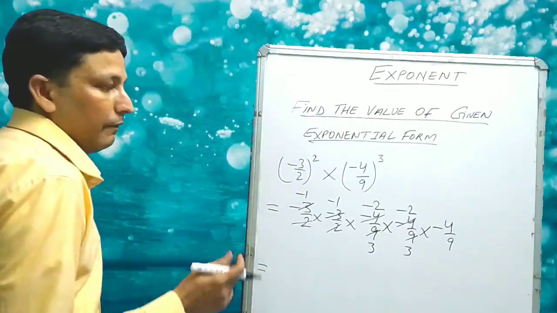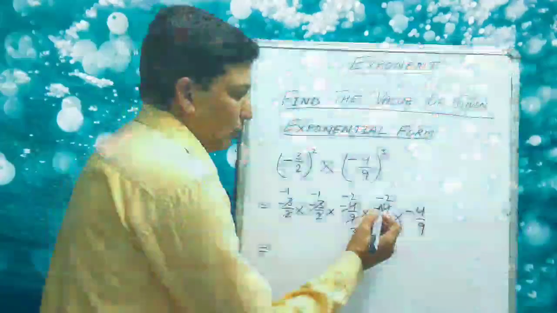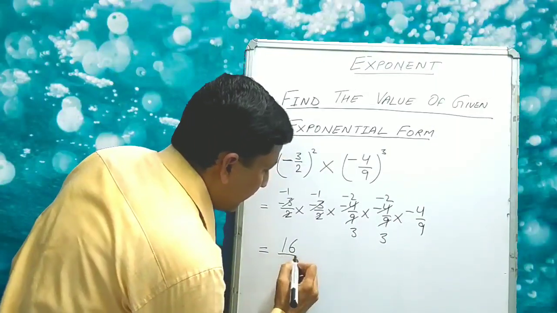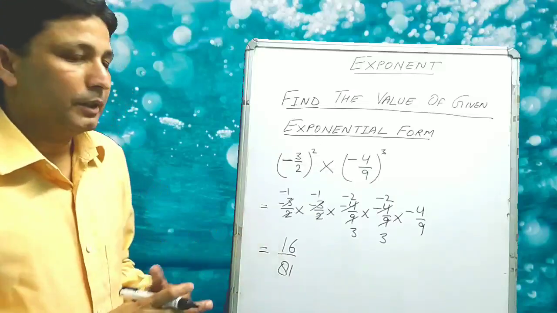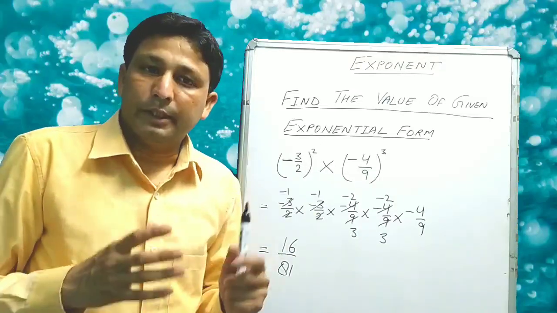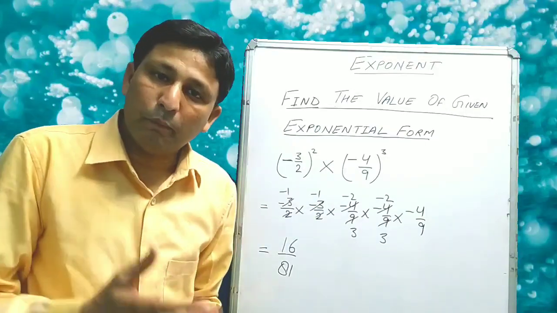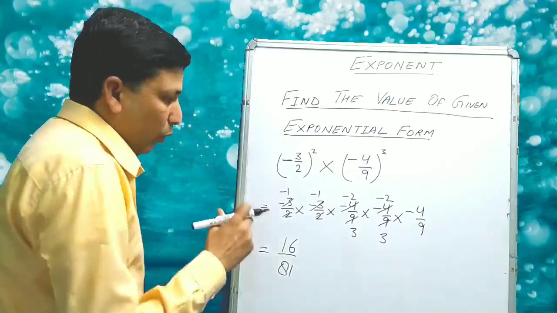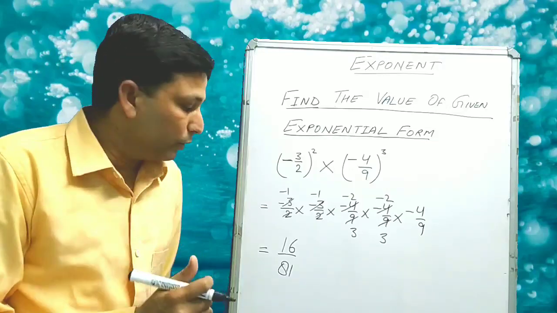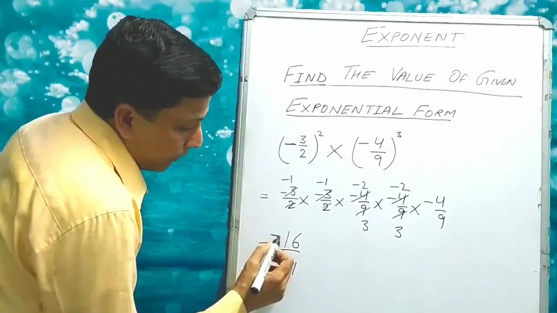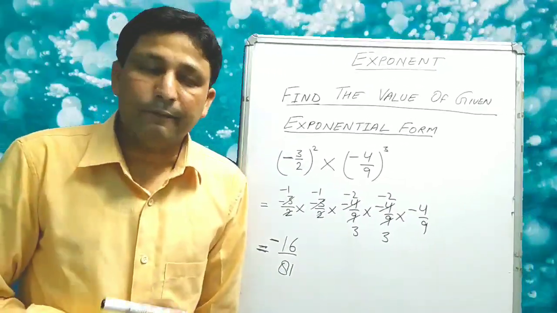Now in the next step we will multiply numerator to numerator and denominator to denominator. 2 to the 4, 4 fours are 16, and here 3 threes are 9, 9 nines are 81. Now count the symbols. If negative symbols are in odd count, the answer should be negative, and if negative symbols are in even count, the answer should be positive. Let's count the symbols: 1, 2, 3, 4, 5. So here you can see there are 5 symbols, so the answer should be negative. So here we will put a minus symbol before the answer. So finally the answer is minus 16 upon 81.